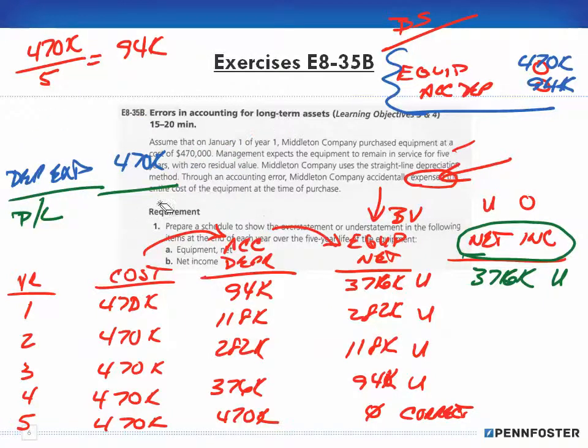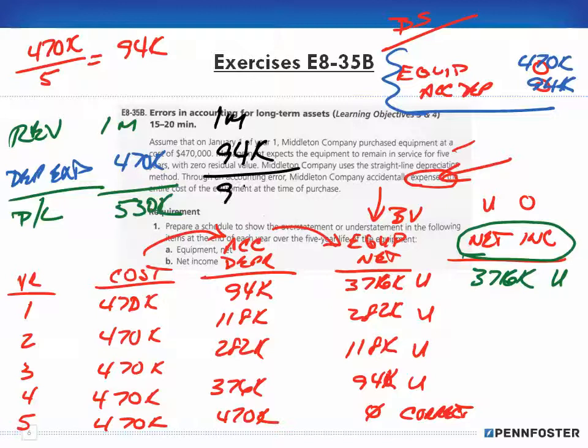Let me erase some of this to clean it up a little bit here. So if we had revenues of say 1 million, and we had our depreciation expense of 470,000, that means we would have ended up with a profit of 530,000. But the reality is that we should have had revenue of 1 million, but only 94,000 in expense.